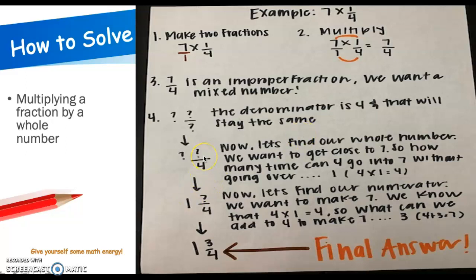But that doesn't take care of the problem. We still need to find our numerator. We want to make 7. So we have to look at the number 4 and 1, and we know, well, when I multiplied 4 times 1, that gave me 4. So what can I add to my 4 to make 7? 3. I can add 3 to 4 to make 7 because 4 plus 3 equals 7. So whatever number you add now becomes your numerator. And now this is your complete final answer, 1 3/4, okay?